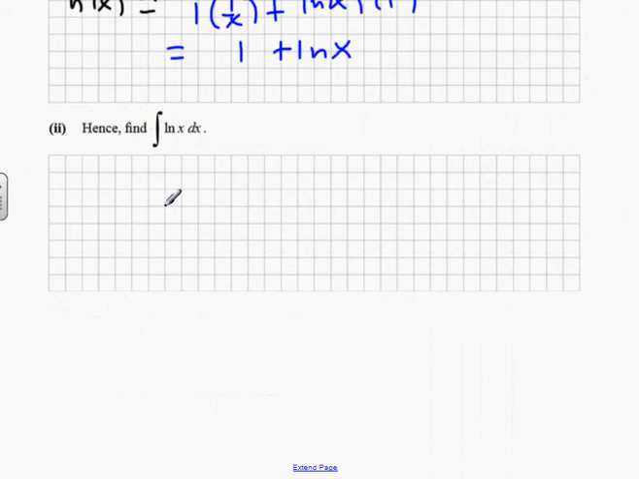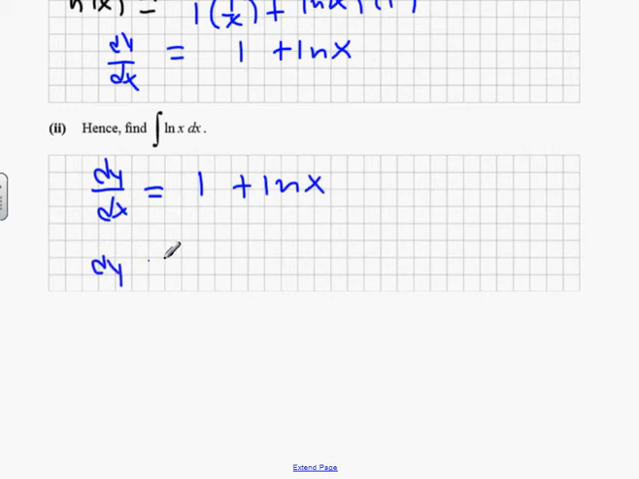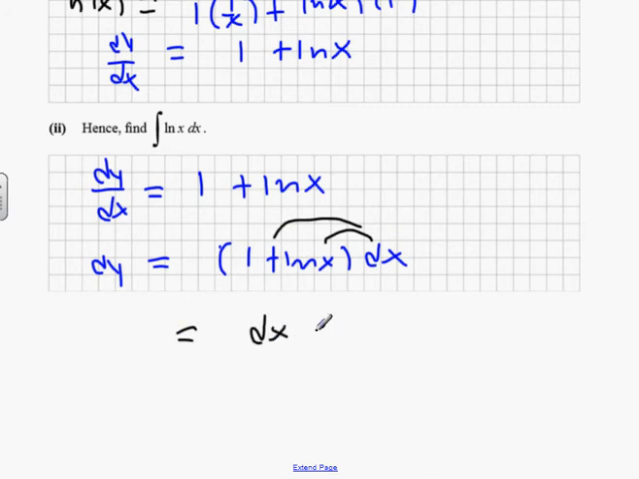Okay, so if you imagine that dy dx, or the first derivative, is what we just got a second ago. First derivative equals 1 plus ln x. dy therefore equals 1 plus ln x dx. Now we multiply this out as if we're doing a regular multiplication, and then that's dy.